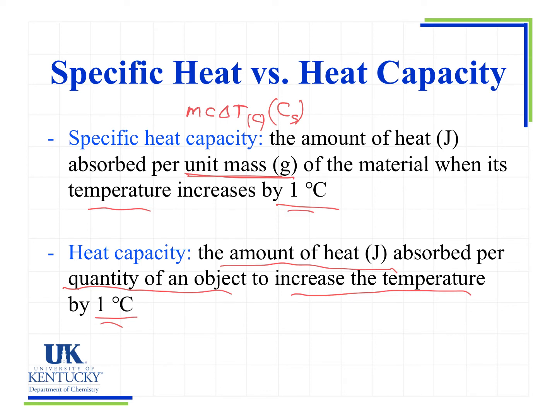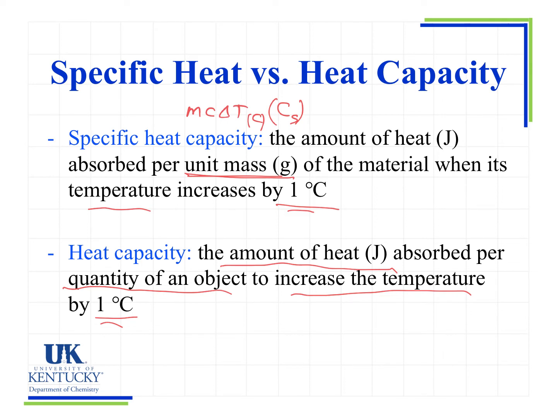but we can say the specific heat capacity of water is 4.184. It means that for 1 gram of water to increase 1 degree Celsius, we need this amount of energy. And that's specific for water, and that's why it's called specific heat capacity. But the heat capacity depends on the mass of water you have. It might be 10 gram of water, it might be 100 gram of water, but that amount of water has this heat capacity.